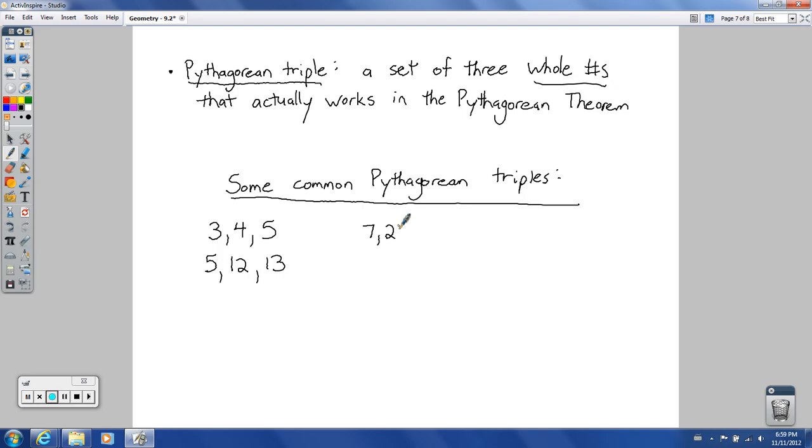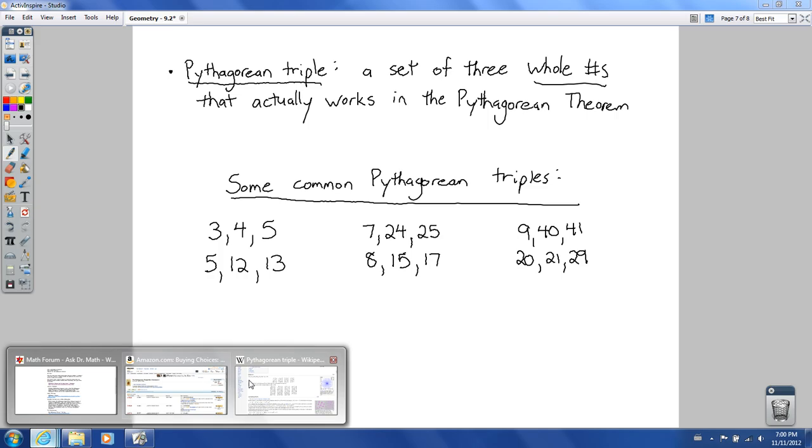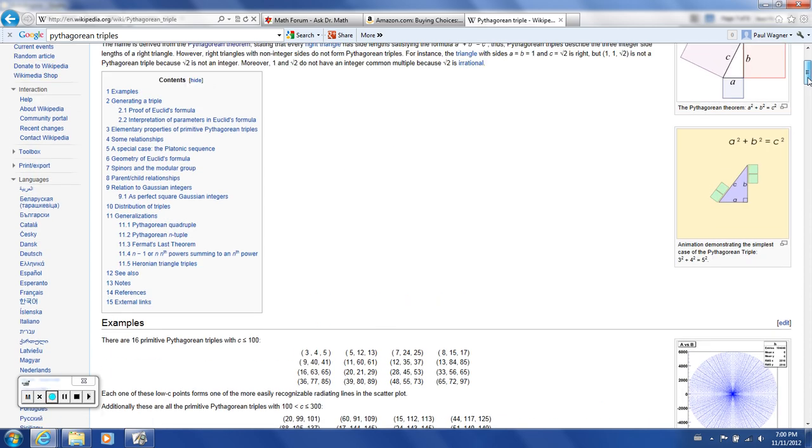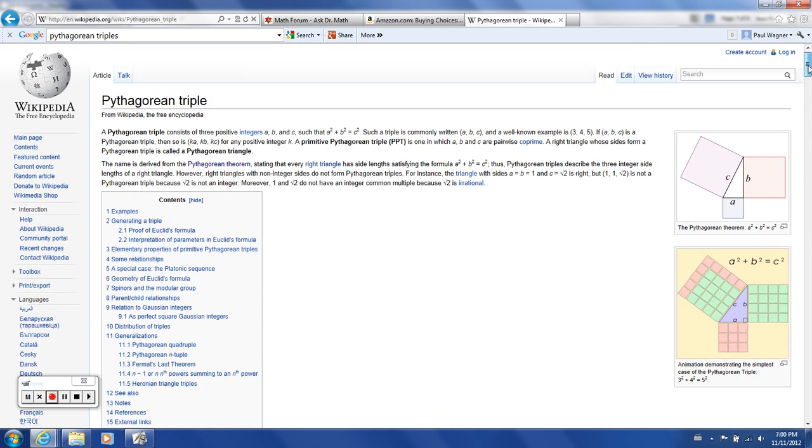The next most common one, 7, 24, and 25. Those go together. Another common one with the lowest integer going in order. So 7, 24, 25, 8, 15, 17, 9, 40, and 41 is a Pythagorean triple. And 20, 21, and 29. Are there more? There sure are. And if you want to see what some of those other ones are, you could try different numbers yourself, or you could go to a source like Wikipedia here, which has a pretty good base of knowledge about Pythagorean triples. So here's a bunch more.